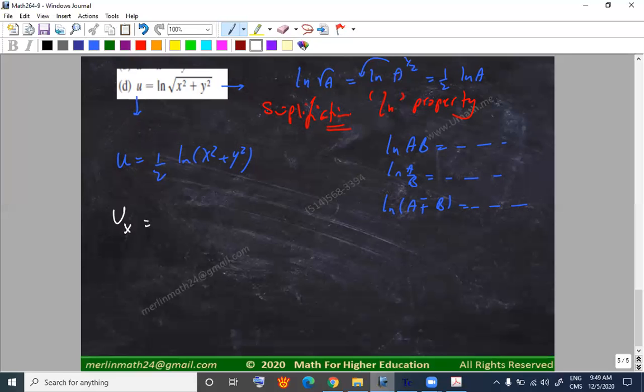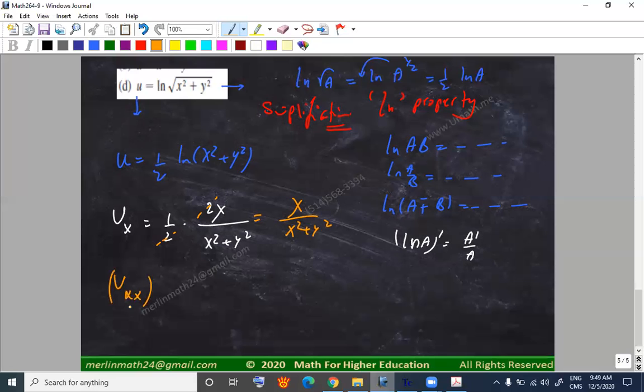So it would be half ln. Deriving ln A gives A prime over A. So half, deriving that with respect to x, you get 2x over x squared plus y squared. Now let us simplify: the 2 and the 2 cancel. You get x over x squared plus y squared.